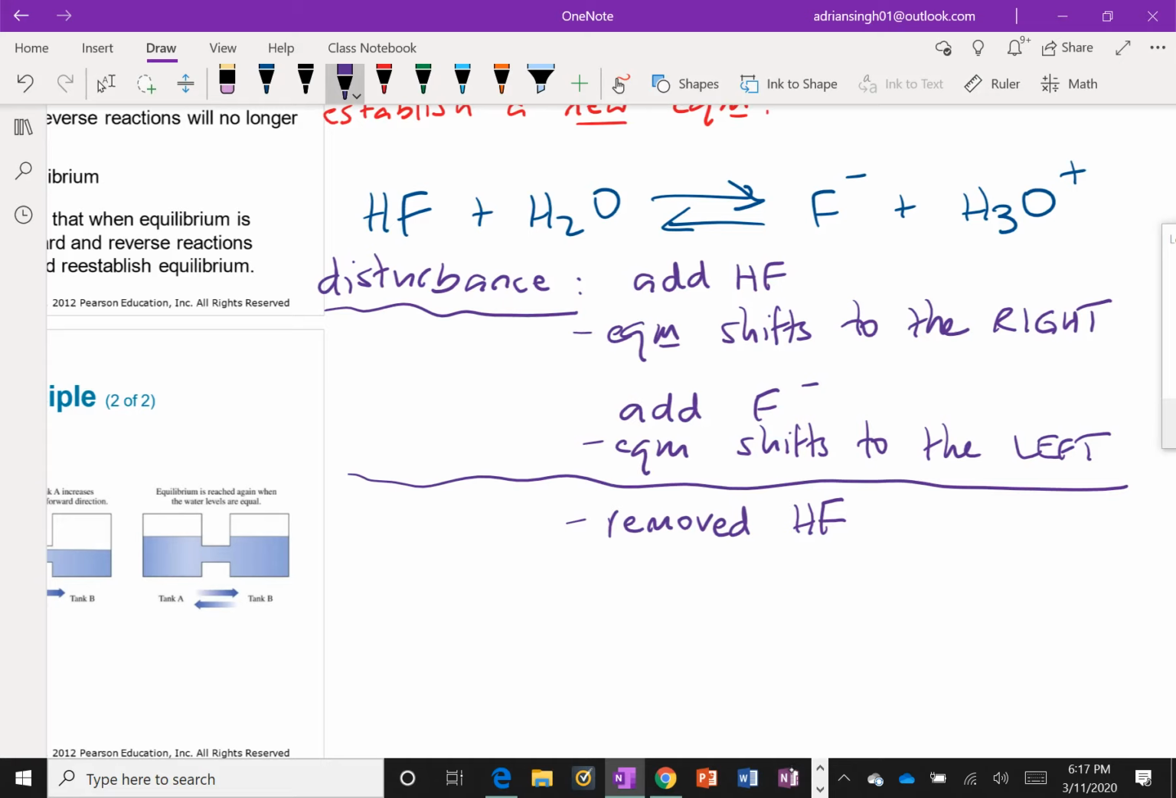So if we remove HF, the equilibrium is going to shift to the side where the HF was, which in this case is to the left side. Right? And then if we did the opposite, if we removed F minus from the right side, if we take F minus away, the equilibrium shifts to make more of it. It's going to shift to the right.